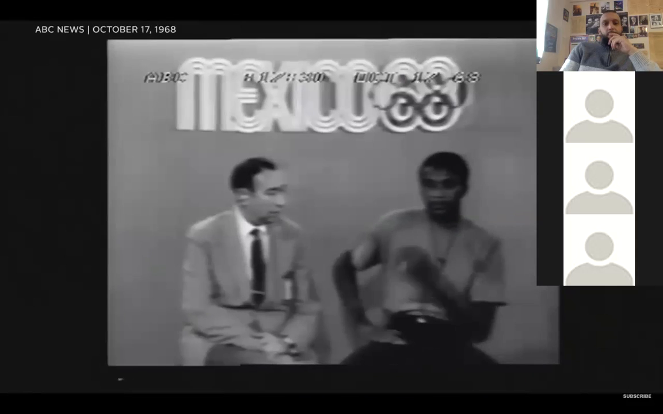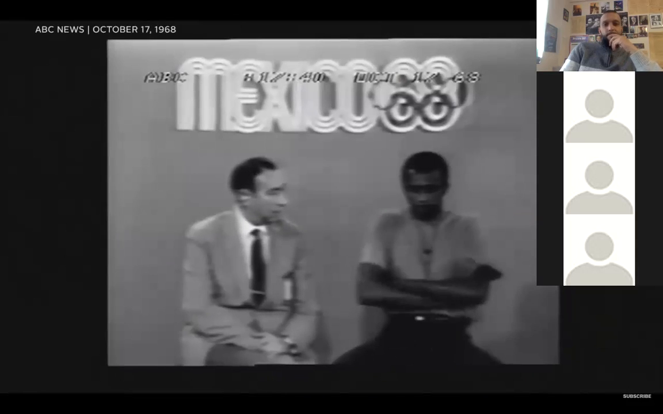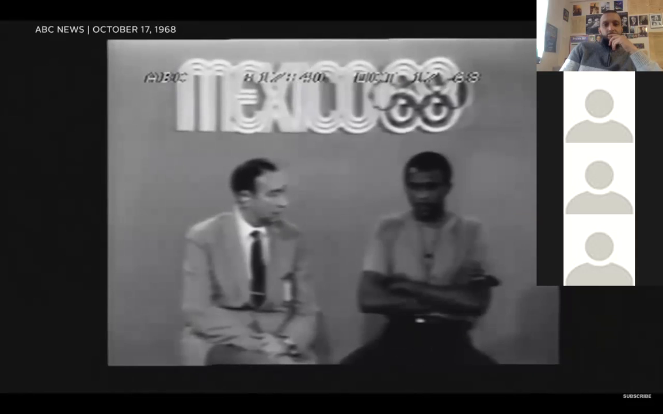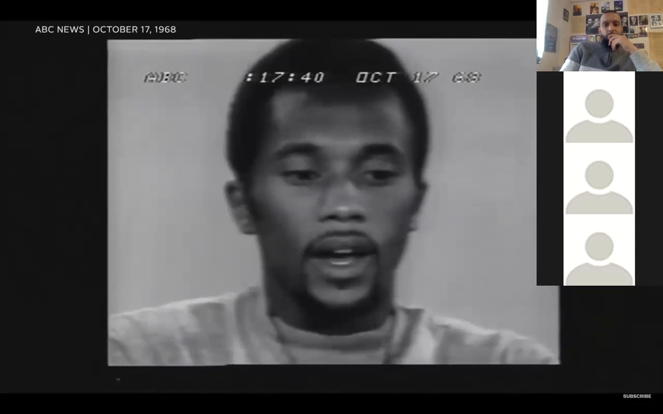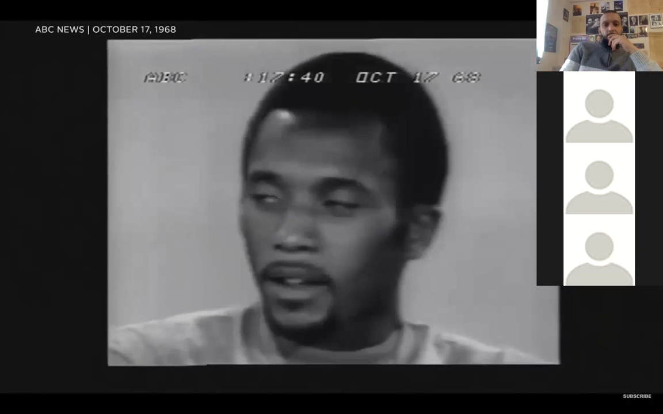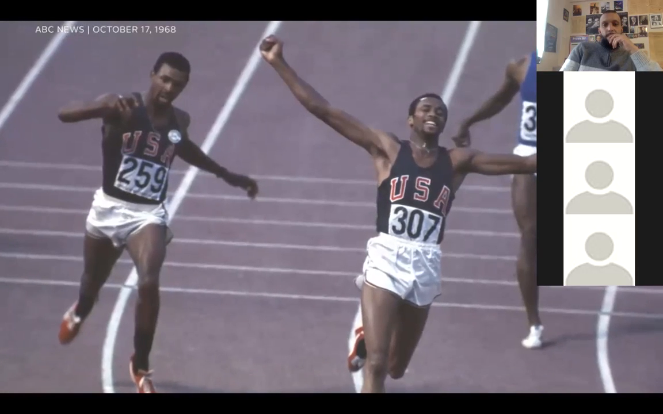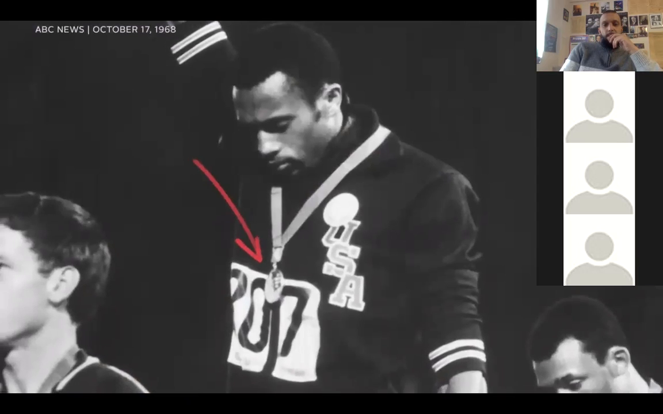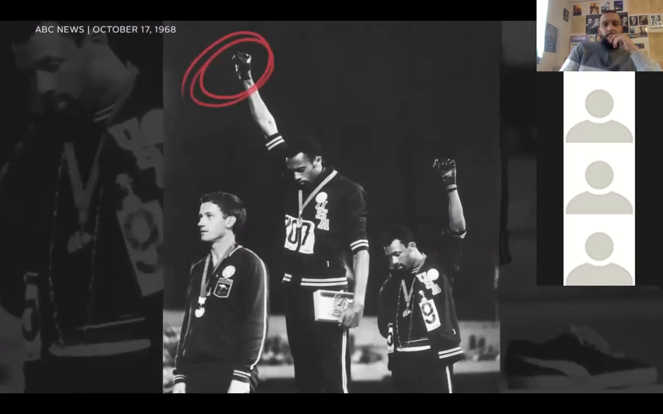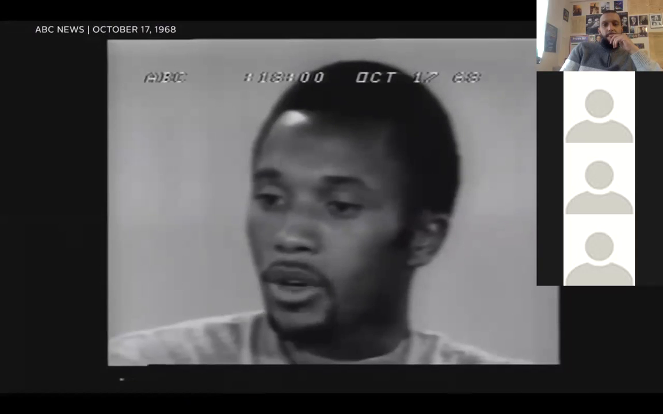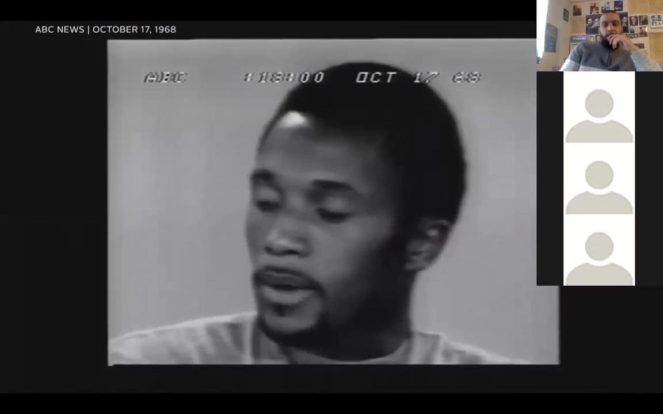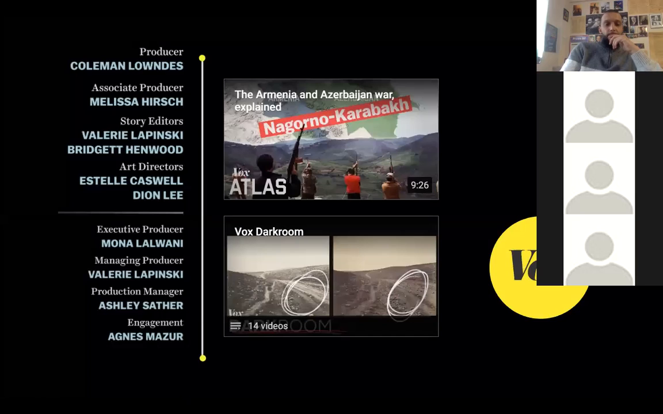Cosell the next day. Do you think you represented all black athletes in doing this? I can say I represented Black America. I'm very proud to be a black man and also to have won the gold medal. And this, I thought, I could represent my people by letting them know that I'm proud to be a black man.